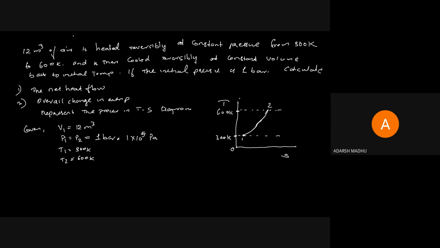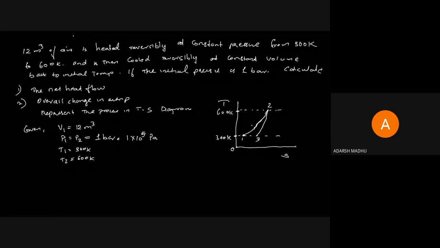At constant volume, a heating process is happening from 1 to 2. Then cooling back to the initial temperature at constant pressure. So we have constant pressure and constant volume processes: 1 to 2, and next 3, at the initial temperature.